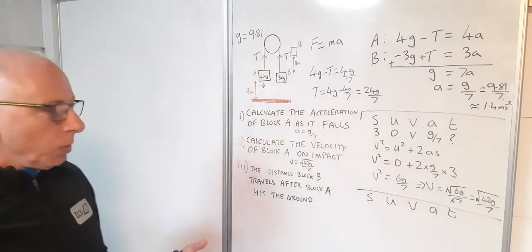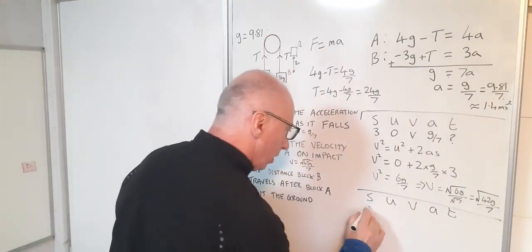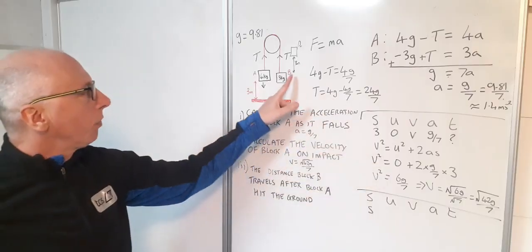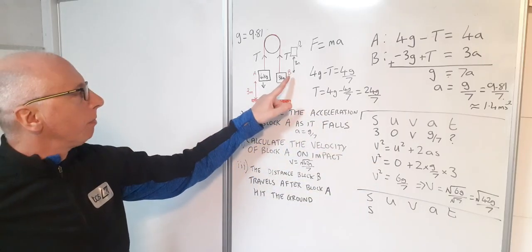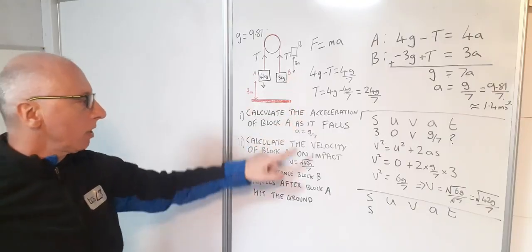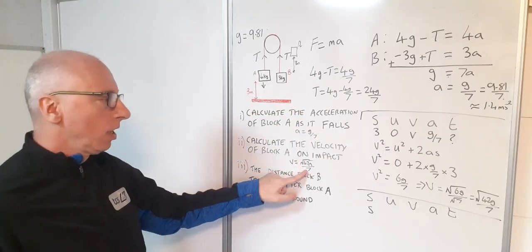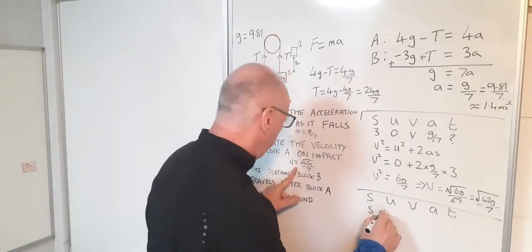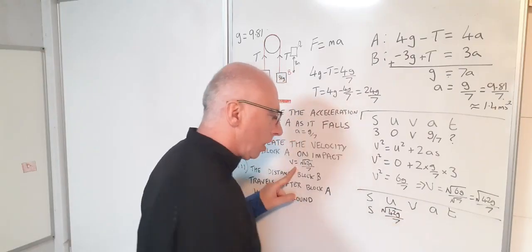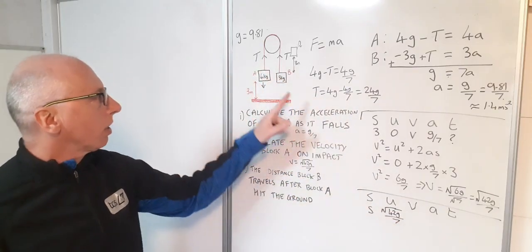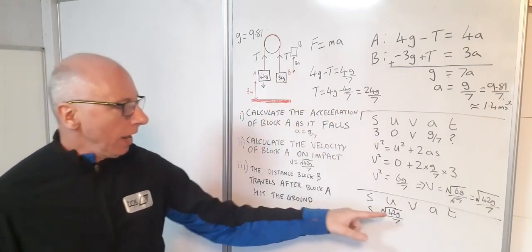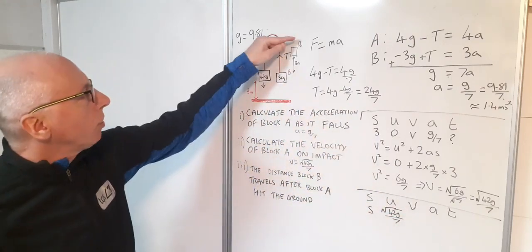So let's get back to our SUVAT situation because we're looking for a particular distance. So in this case we need s. So s is our distance. So that's what we want. U is our initial velocity. So before block A hits the ground, the speed is going to be root 42g/7. So we can write that in there. So now it becomes the initial velocity because that's the velocity at the start of this phase of what we're trying to calculate. And then v is our velocity when it reaches the top.